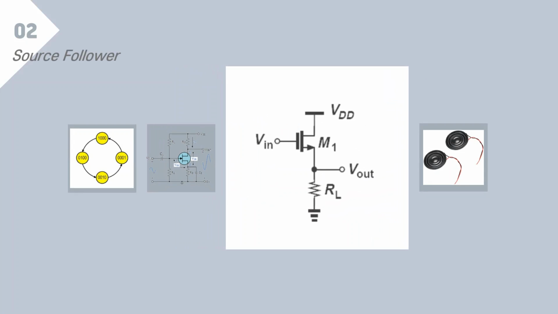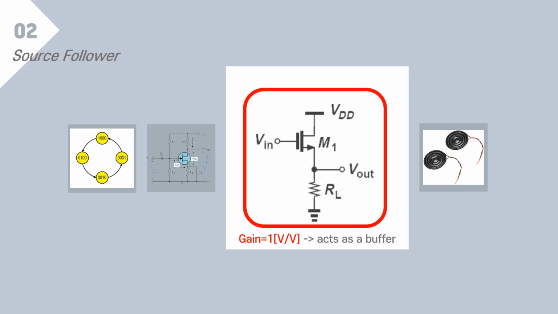The source follower was designed at the last stage. It was designed to address the noise generated in the middle of amplification in the designed circuit. The source follower has the characteristic of reducing noise and having unity gain as a buffer.